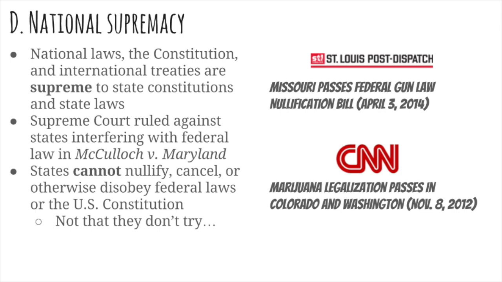That doesn't mean they don't try. There's several examples of that. And sometimes the federal government kind of just looks the other way and doesn't enforce federal laws. And other times they say, no, you have to abide by our laws. So it's kind of a little wishy-washy at times depending on what the federal law that's been broken is. But the Constitution and the Supreme Court have been very clear that if the national government wants to, it can say, we are supreme to your state laws. So don't try to cancel them.